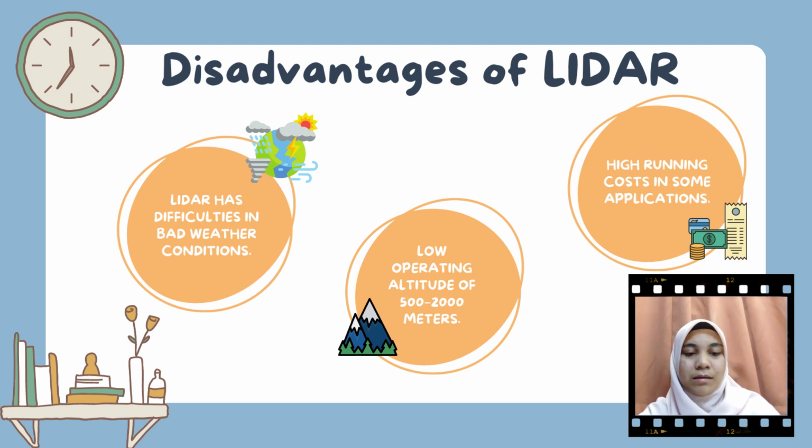And lastly, LiDAR has high running costs in some applications, both initial and ongoing costs. This is because LiDAR involves moving parts, which are more prone to failure and thus more expensive to maintain. In car manufacturing, Tesla uses a combination of cameras, radar, and ultrasonic sensors instead.